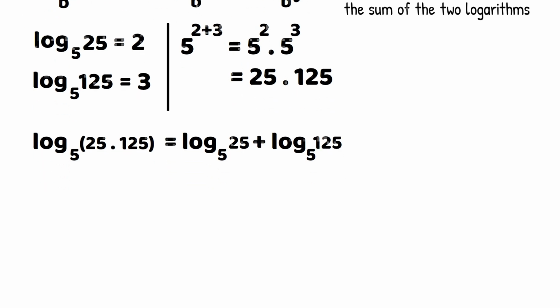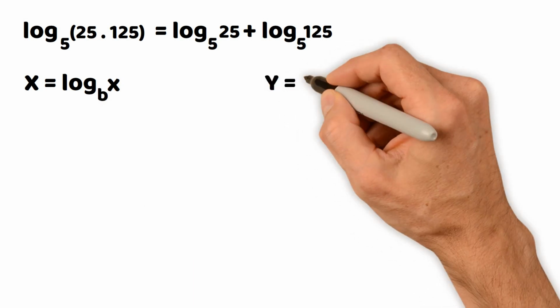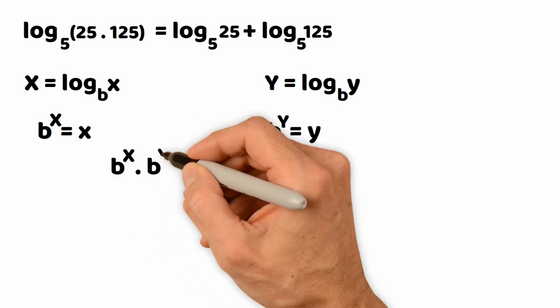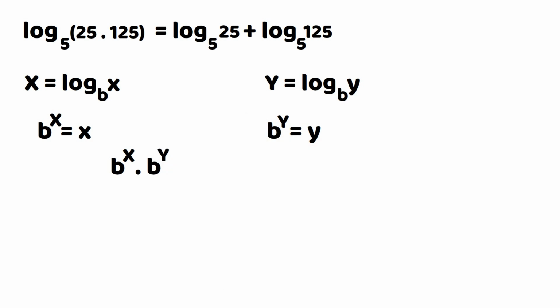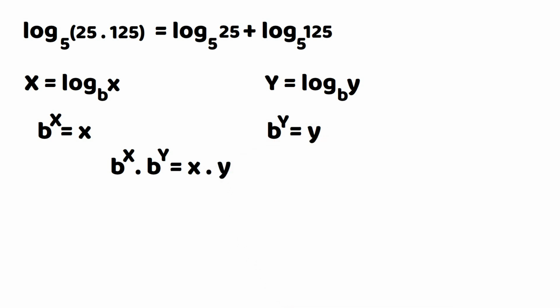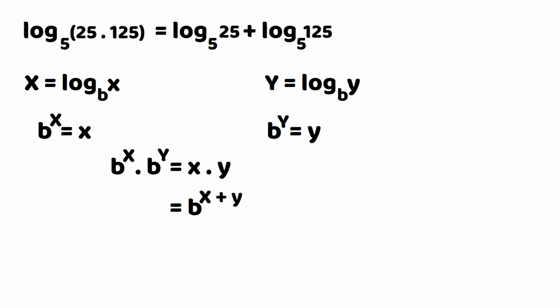Why is this true? Well, let x equal the log of x with a base of b, and let y equal the log of y with a base of b. And so b to the x equals x, and b to the y equals y. When you multiply them together, b to the x exponent times b to the y exponent, that's the same thing as adding x and y in the exponents. So that means that b to the x plus y is our answer.